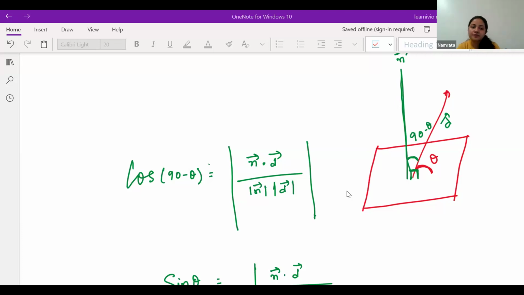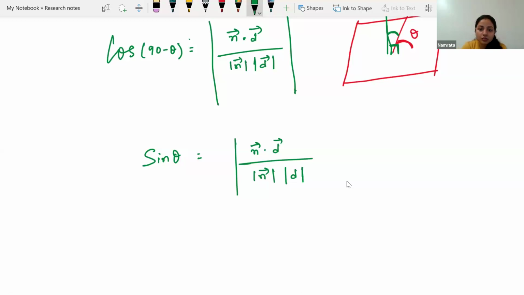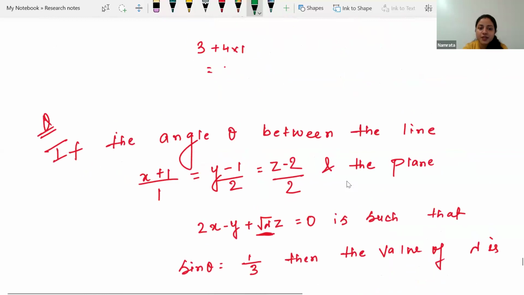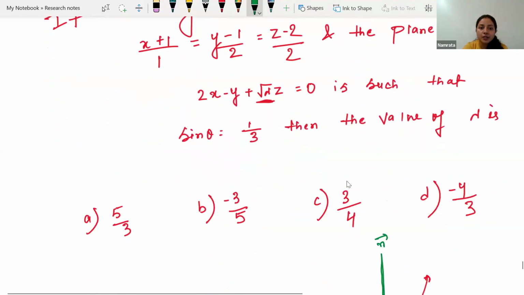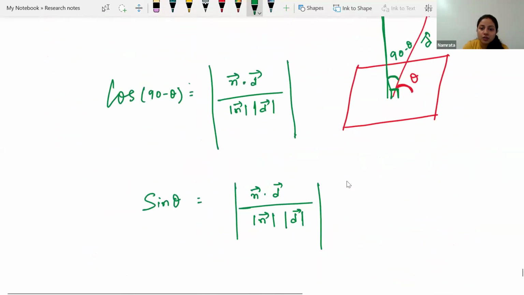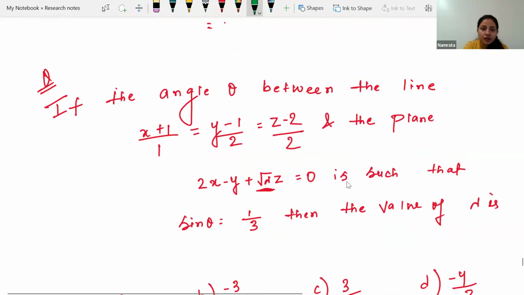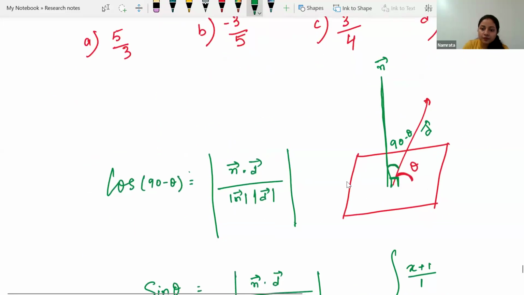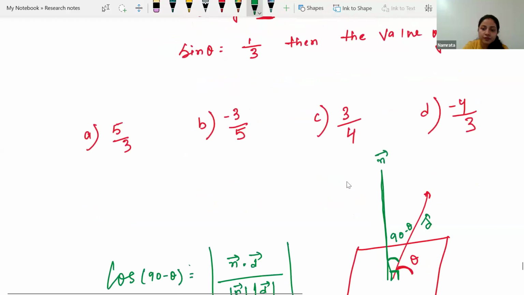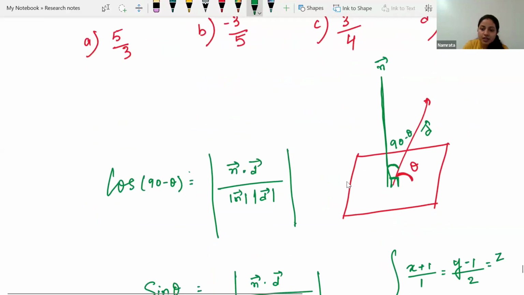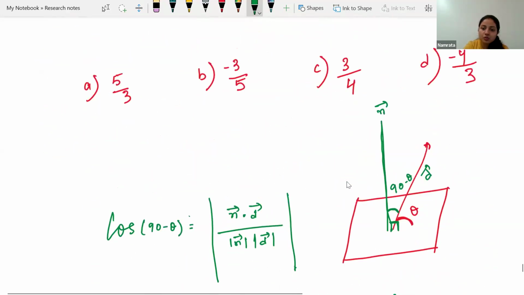Let's do it. So what we'll be having, the equation of a line is given over here: (x plus 1) by 1 equals (y minus 1) by 2 equals (z minus 2) by 2.